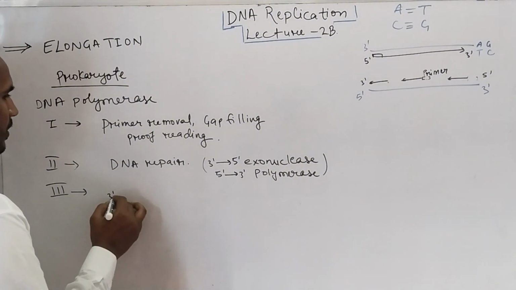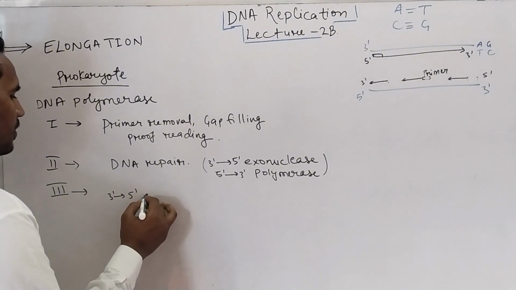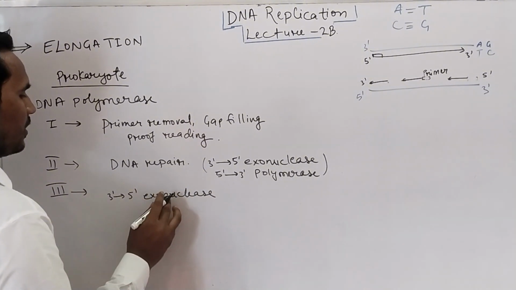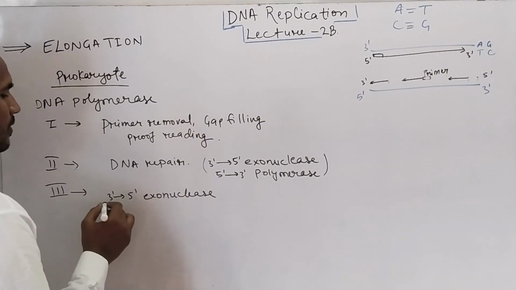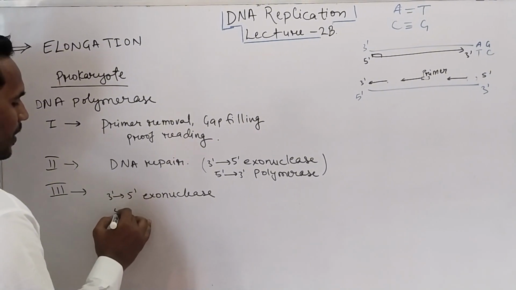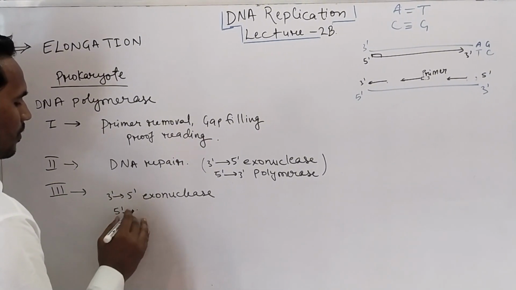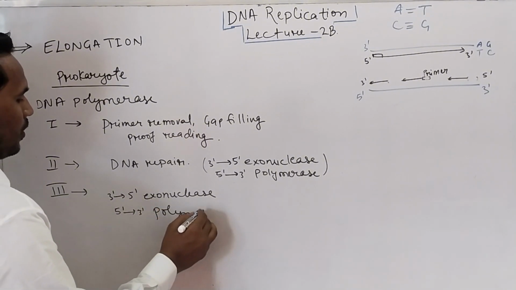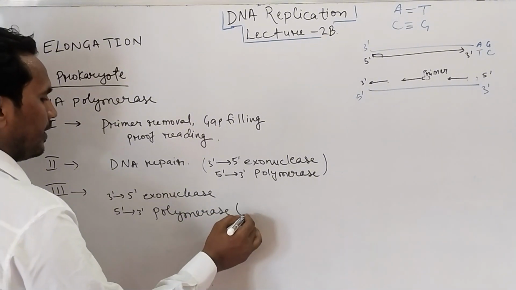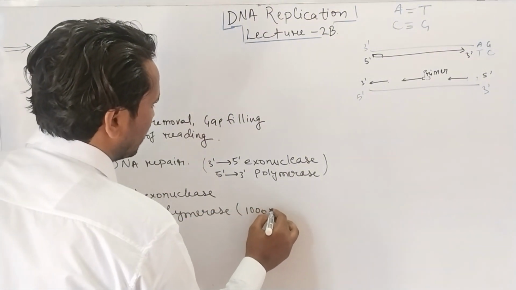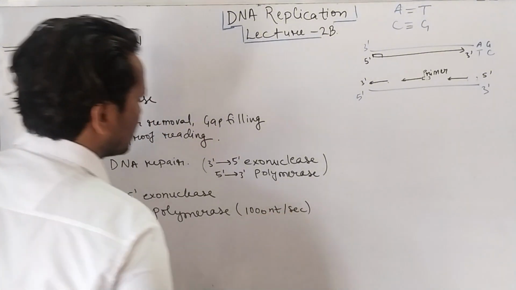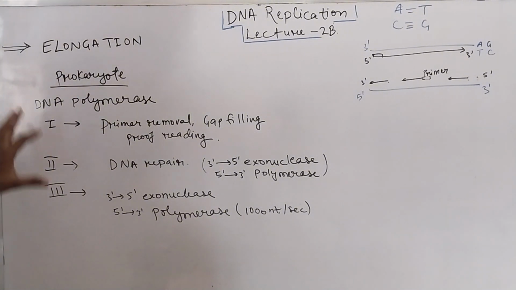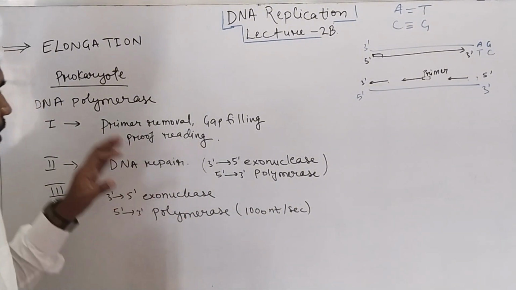5' exonuclease activity. It doesn't have 5' to 3' exonuclease activity, and it has 5' to 3' polymerase activity. Its speed will be around 1000 nucleotides per second. It will synthesize almost 1000 nucleotides per second, and you don't have to remember everything. You just remember which has what.